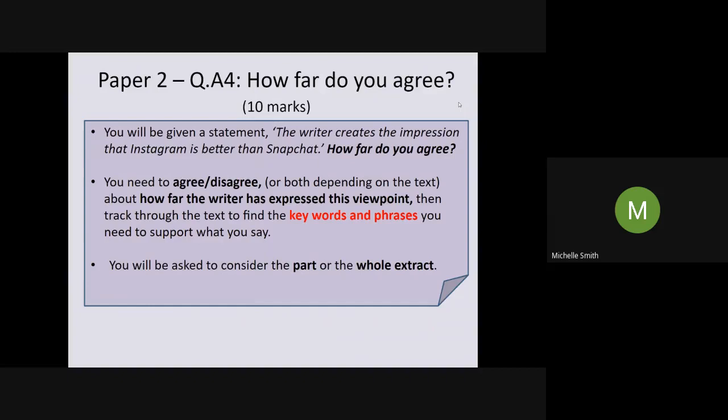So remember, it's not asking you personally, how far do you agree with the question? It's saying, how far do you think the writer agrees with the question? You will track through that text, either part of the text or the whole text, depending on what the question tells you. Pick out the keywords and phrases that support your agreeing or disagreeing, because they're going to be what you quote. They're going to be your evidence. So let's have a look at the question.